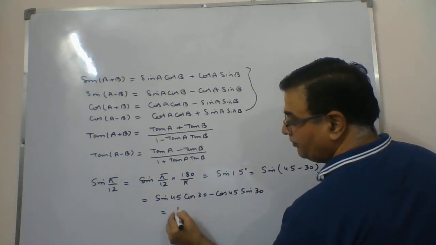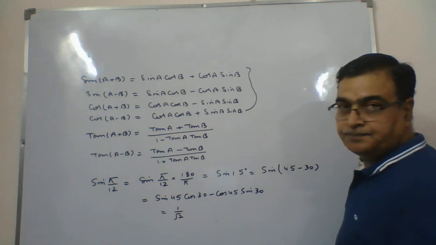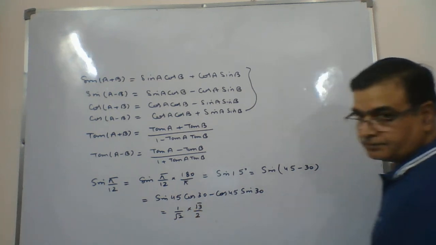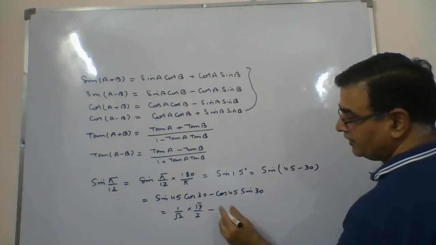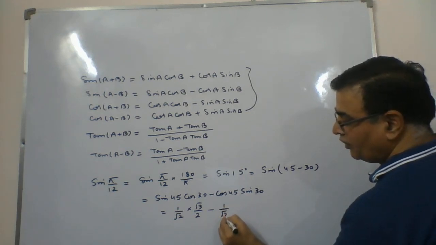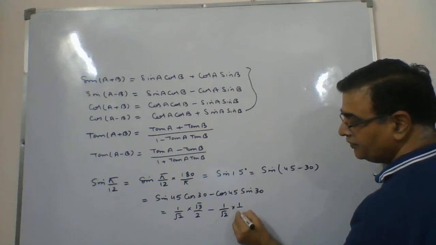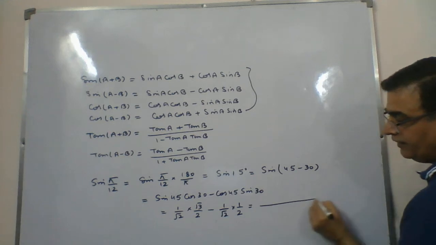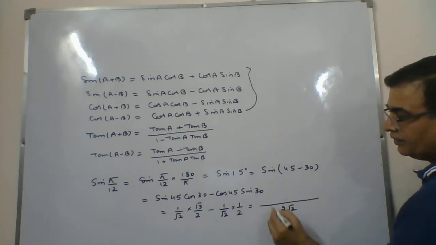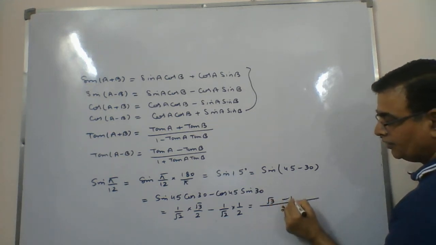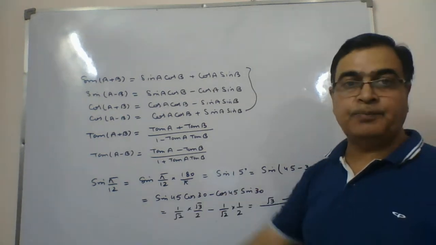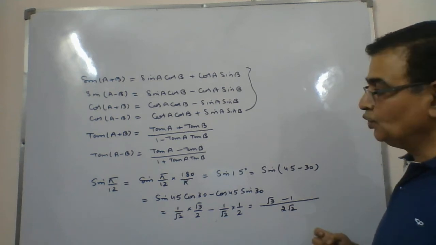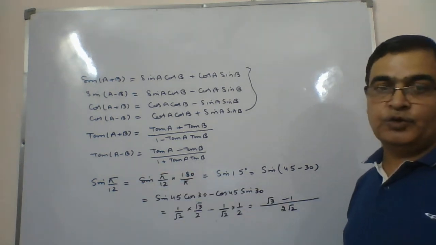Sine 45 will be nothing but 1 by root 2. Cos 30 will be root 3 by 2. Minus, again cos 45 is 1 by root 2 and sine 30 will be simply half. All these values are known to you. And when you solve it, LCM will be 2 root 2 and numerator comes out to be root 3 minus 1. So sine pi by 12 we got as root 3 minus 1 by 2 root 2. This is sine pi by 12, the value we got.